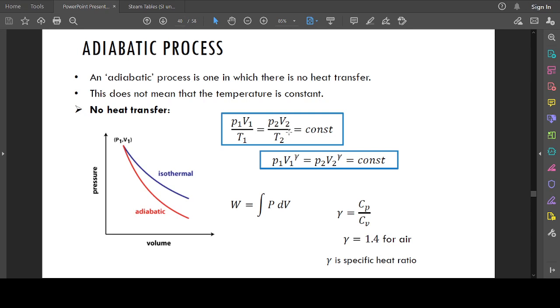Now we can rewrite this equation if temperature is not known, and write it as P1 V1 raised to the power gamma equals P2 V2 raised to the power gamma, equal to a constant. Here gamma refers to the specific heat ratio, which is the specific heat capacity with respect to pressure divided by the specific heat capacity with respect to volume. In most cases, most of the fluid materials that we discuss have their specific heat ratio known.